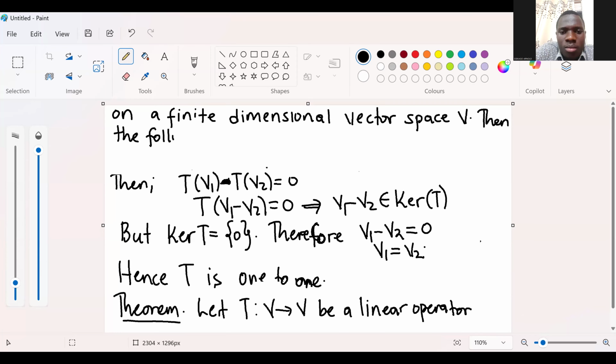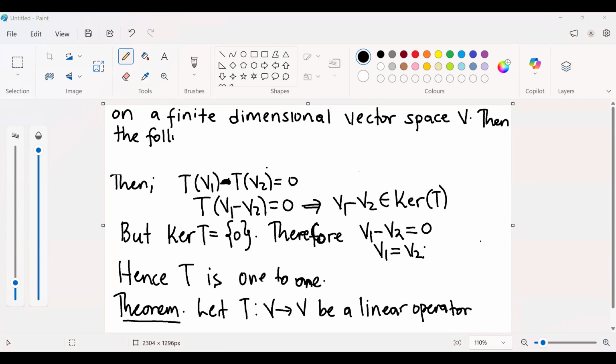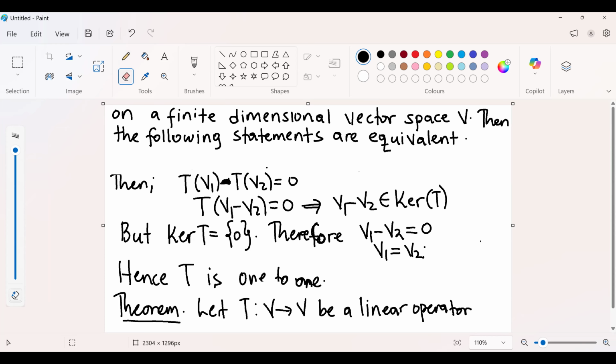So I was saying that if T is a linear operator, then the following statements are equivalent. So what are those statements?